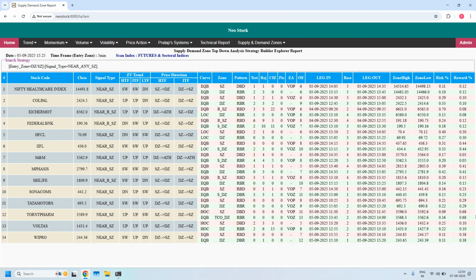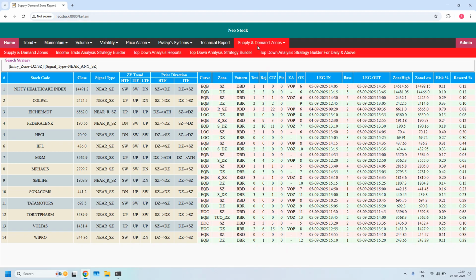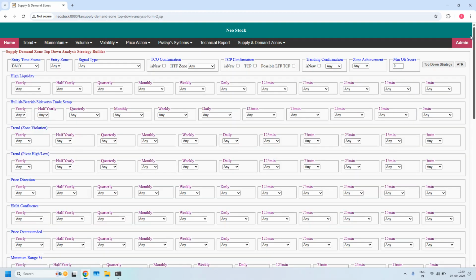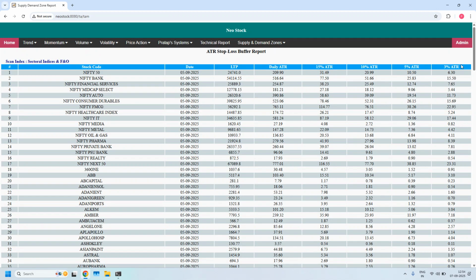So this is about stocks near demand and supply zones for different time frames. In the final report, let us generate stop buffers based on daily ATR. And the first 17 in this list are indices, remaining all are equity stocks. So I'm scrolling the list down. Whichever the stock you want to refer, there pause the video. After that, you can proceed further. Okay, I'm scrolling the list down.